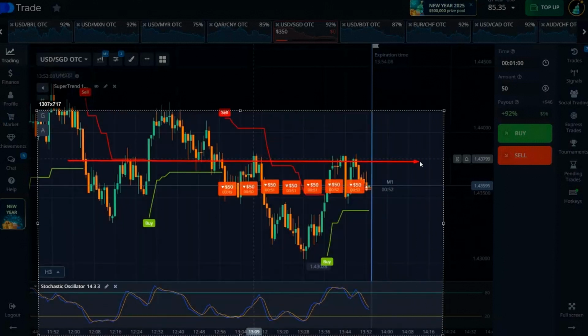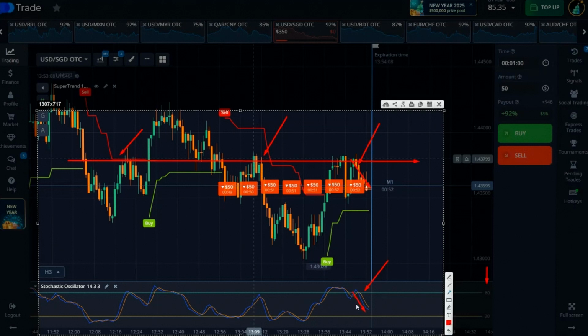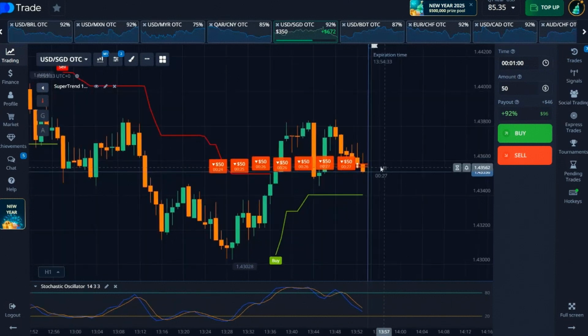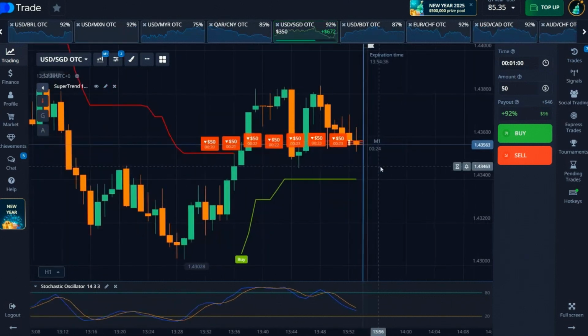On the stochastic, we see that after touching the 80 mark, that is, the overbought zone, we see a downward movement of our moving averages. Accordingly, absolutely the same thing happens on the chart. And for this reason, we opened exclusively downwards. Let's look at the result. So, friends, our deal has come to an end. A good result. Let's move on to the next currency pair.